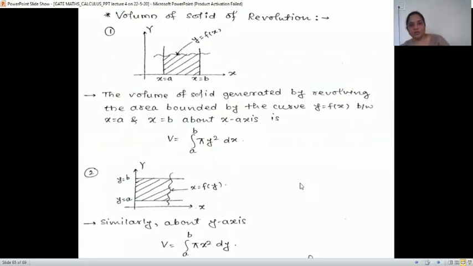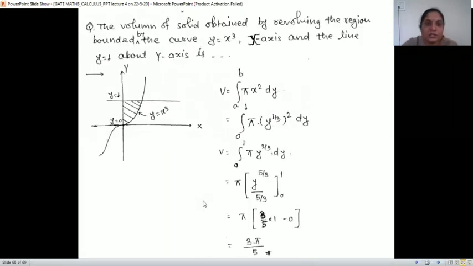Okay, then we'll go to the question. This is a similar one again. So pi y square, pi x square dx. Next, the question is: the volume of the solid obtained by revolving the region bounded by the curve y is x cube, the x axis and the line y is 1 about the y axis is.